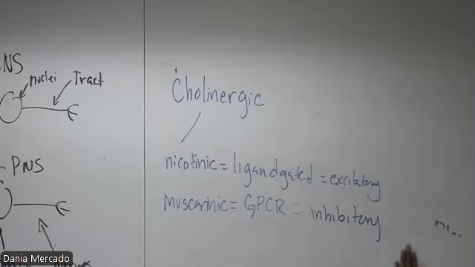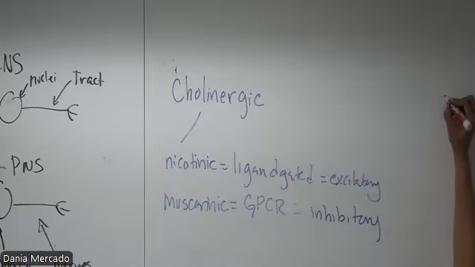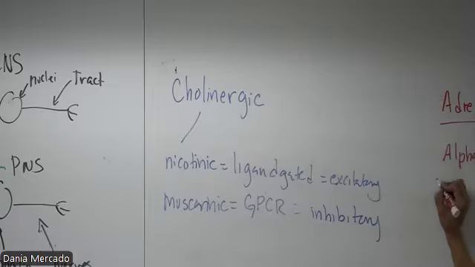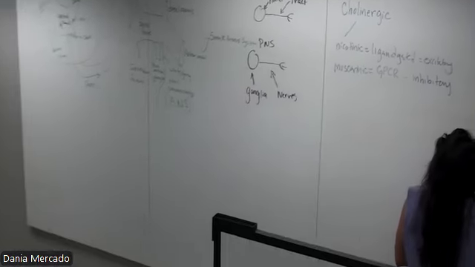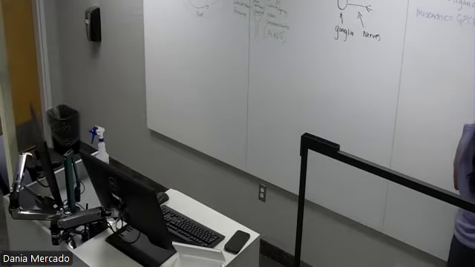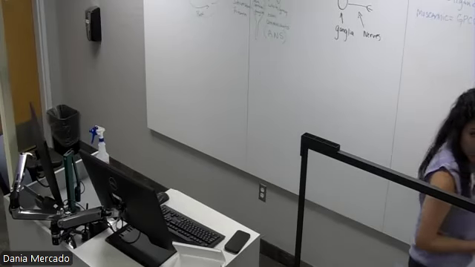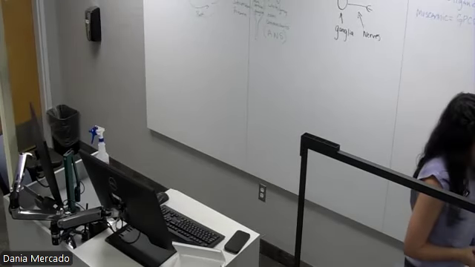In the case of noradrenaline and adrenaline, you have the adrenergic receptors, right? And those are going to be alpha or beta: alpha 1, alpha 2, or beta 1, beta 2, and beta 3, right? So those are going to be your main receptors.